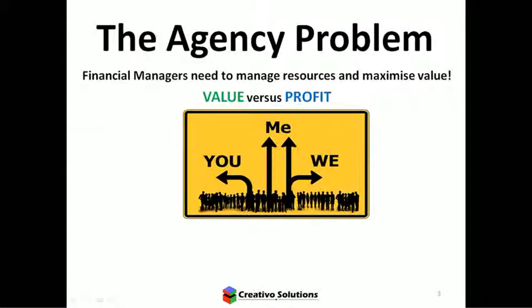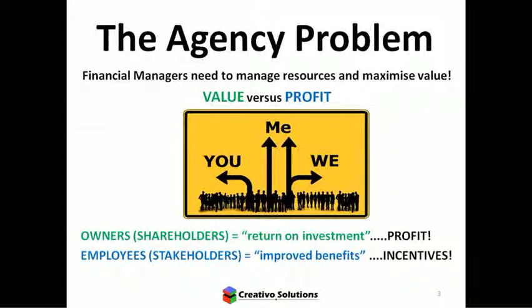In the previous video, we looked at the agency problem. To summarize, the agency problem is a conflict of interest. We know financial managers are required to maximize value by utilizing those limited resources within the company. So we need to look at value versus profit. When focusing on value, we're trying to build more value in the business so that there will be profit going forward. If we're creating value, we should be profitable. Value should always come first. Profit shouldn't be the motive to drive decision making within the business.